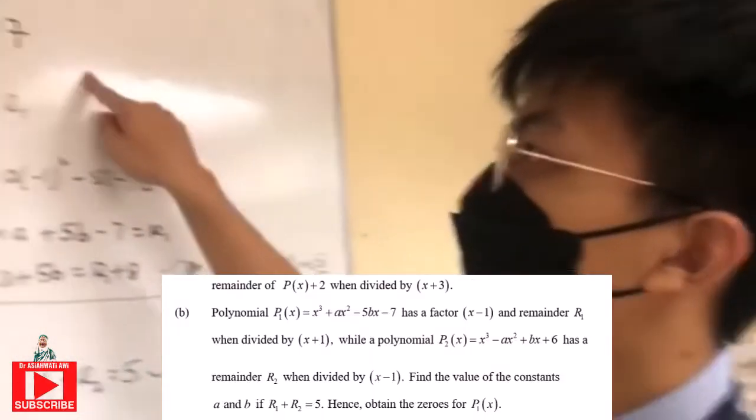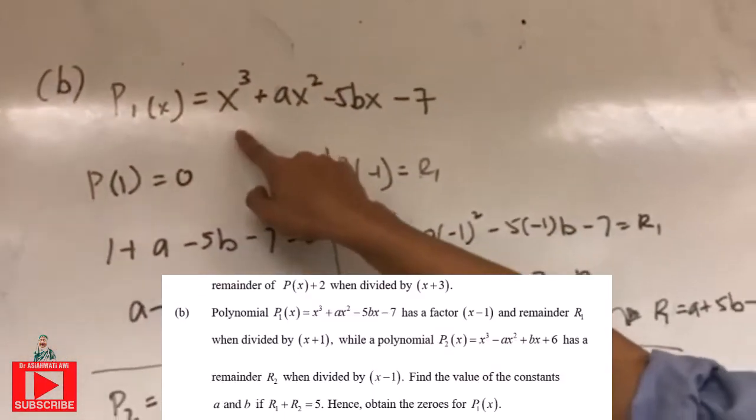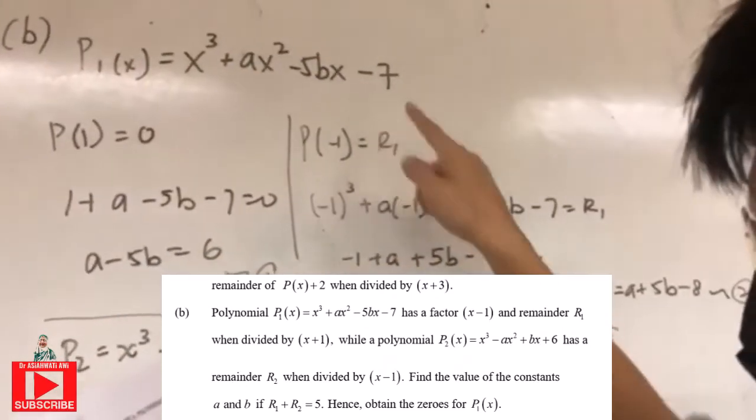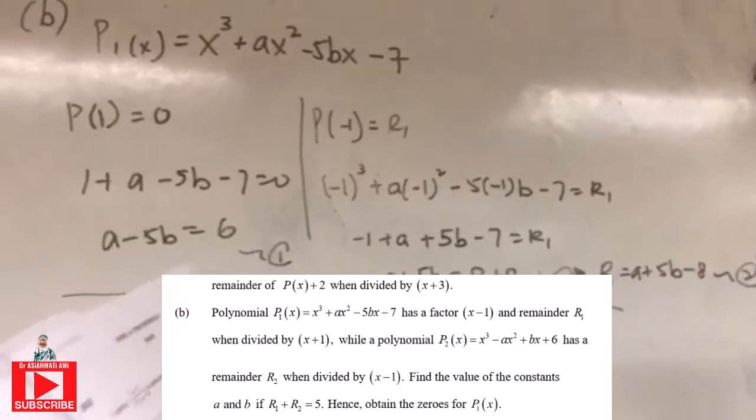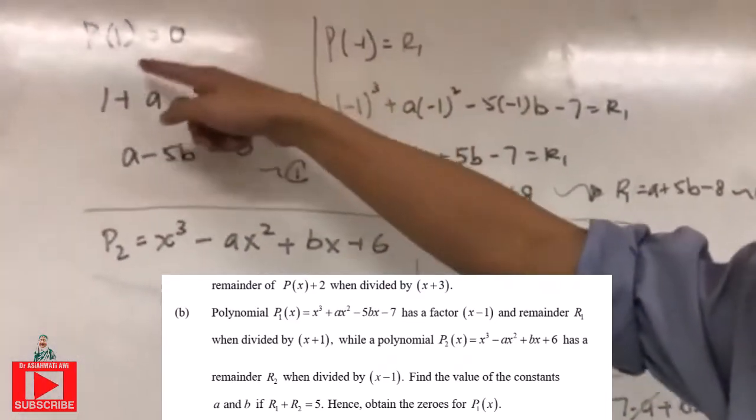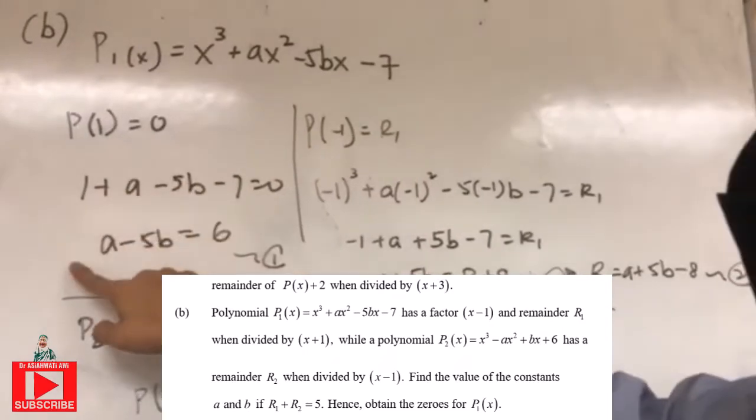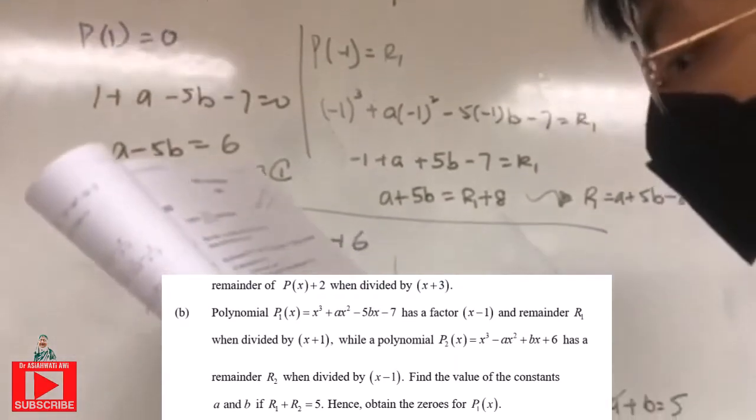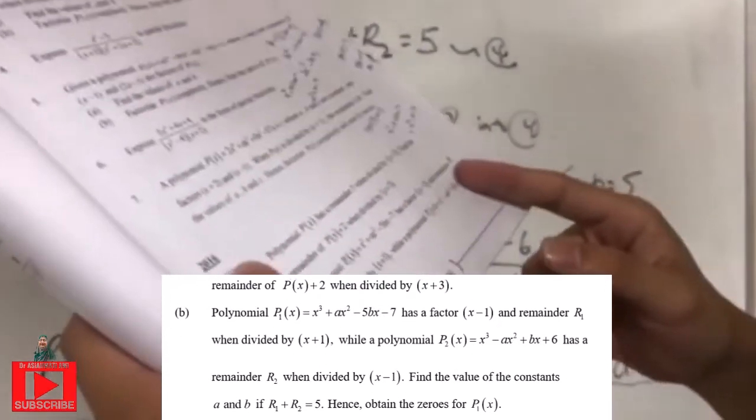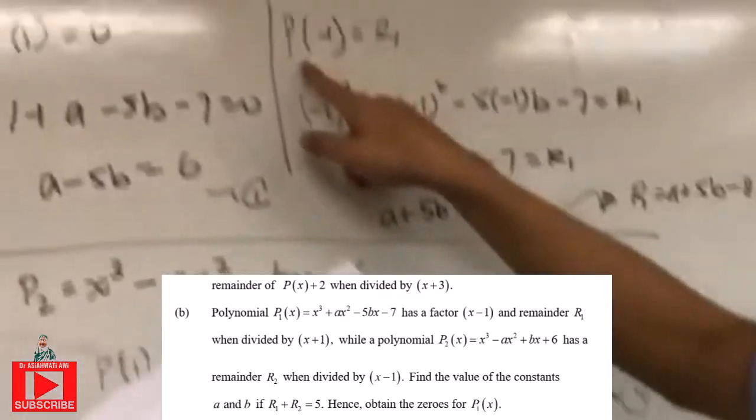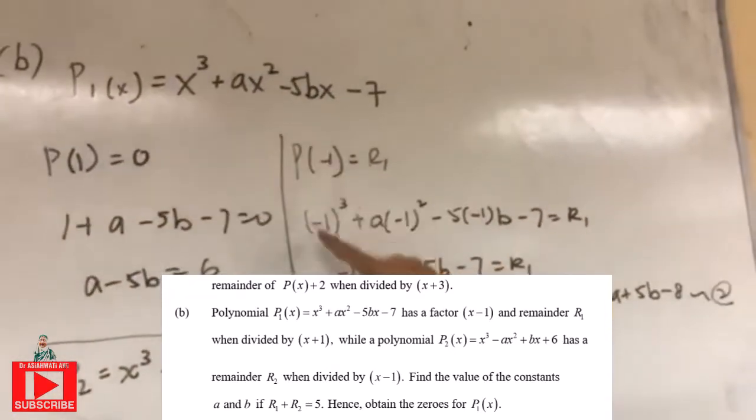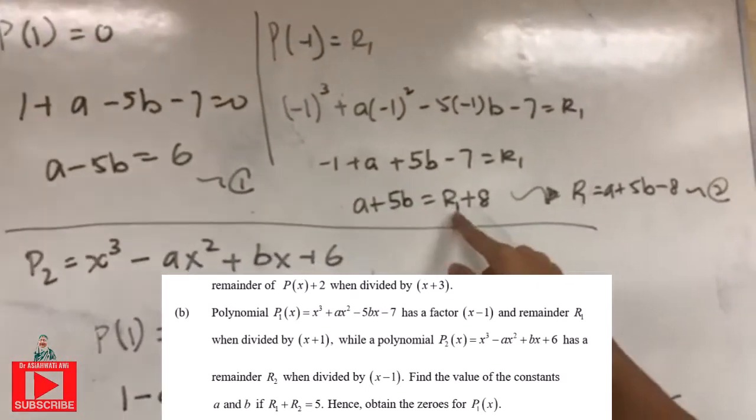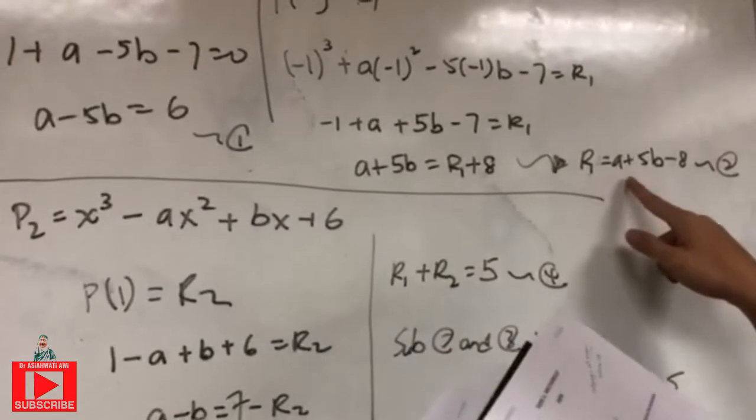So for part B, it's given that P1(x) is equal to x to the power of 3 plus ax squared minus 5bx minus 7. The question also gives that x minus 1 is a factor of P1(x), so P1(1) equals 0. After we simplify it, we get a minus 5b equal to 6. And then when P(x) is divided by x plus 1, it has the remainder R1. So we sub negative 1 into P1(x), and after we simplify it, we get a plus 5b equal to R1 plus 8. So R1 is equal to a plus 5b minus 8.